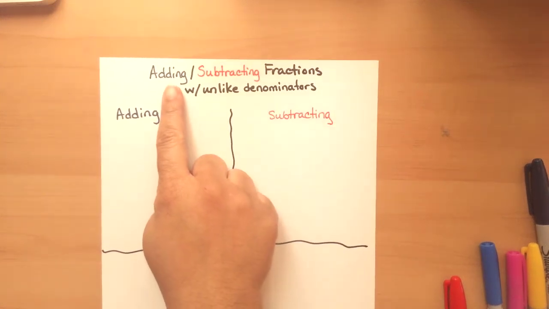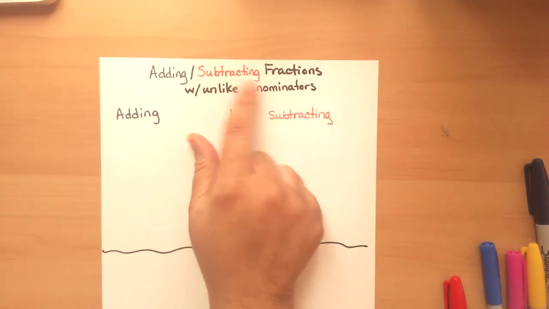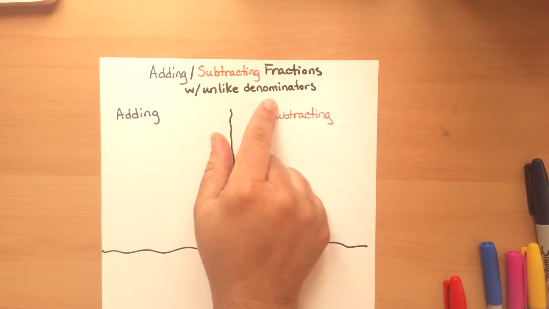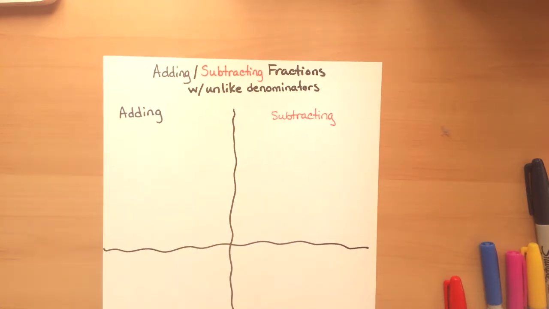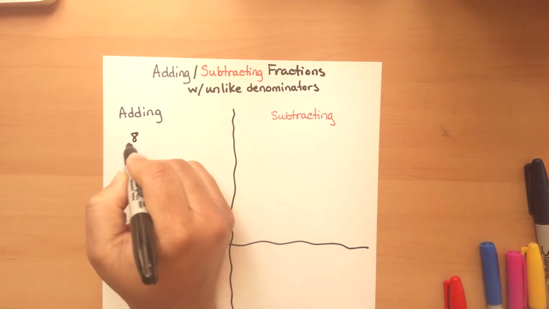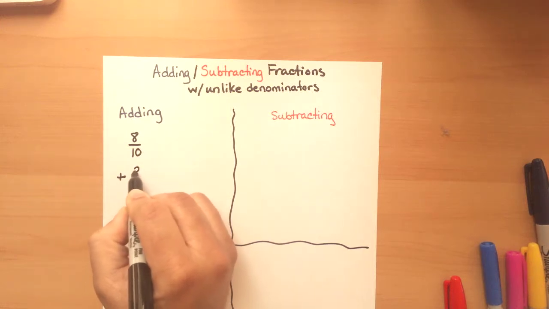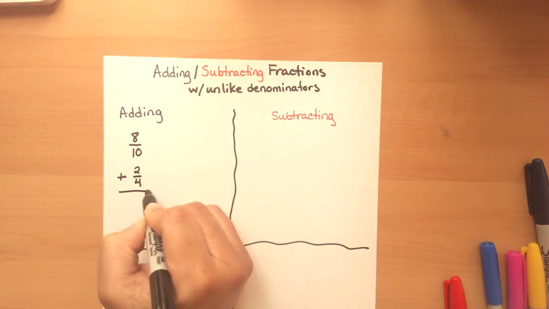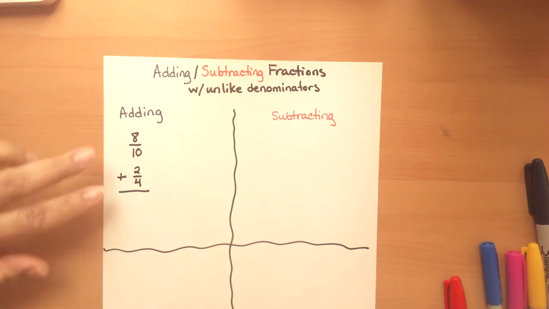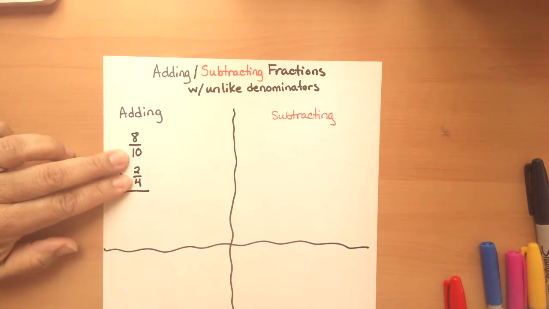Today you're going to be adding and subtracting fractions with unlike denominators. The first problem that we're going to work on is adding fractions. And so we have 8/10 and we want to add 2/4. Immediately you should recognize that the denominators are not the same, so we have to find equivalent fractions.